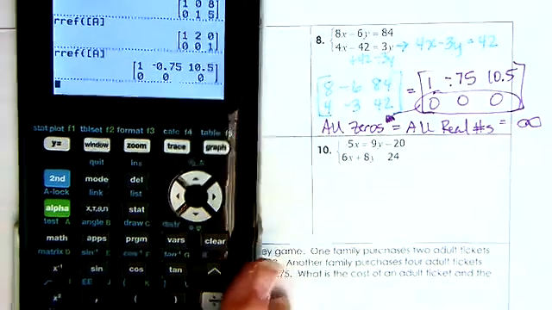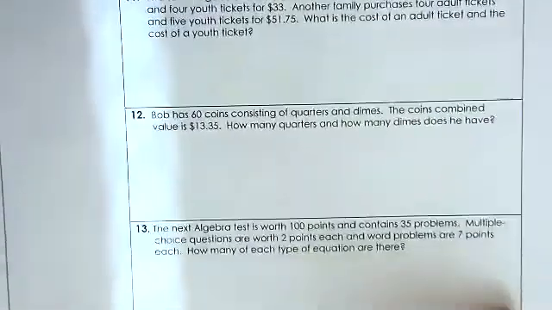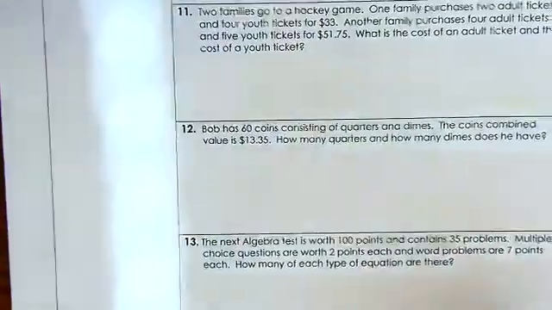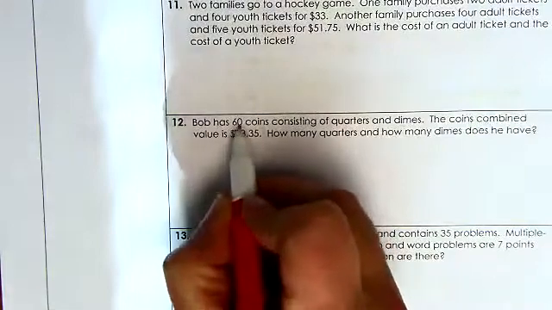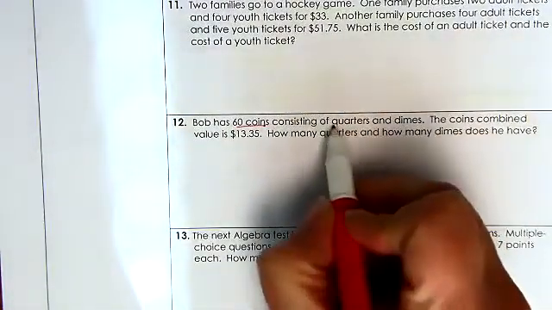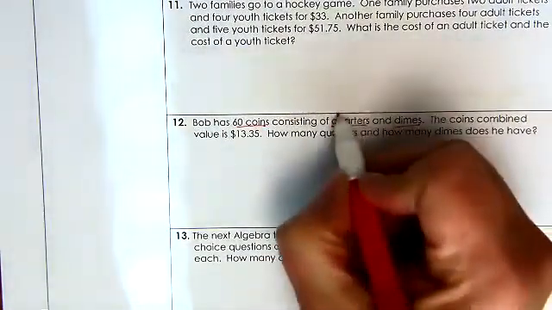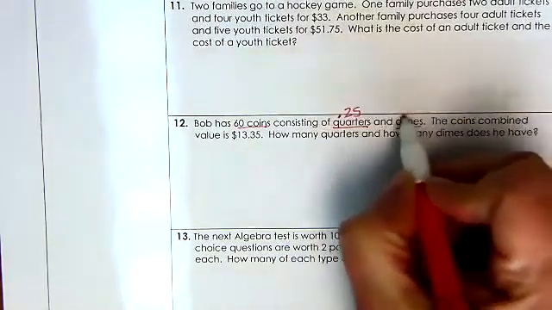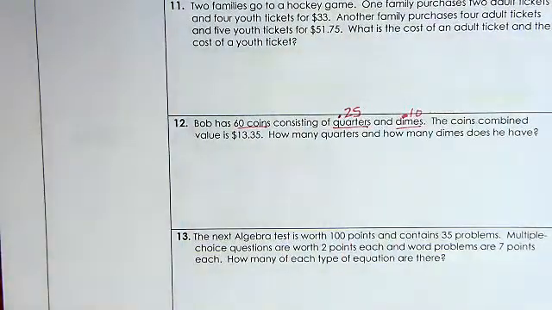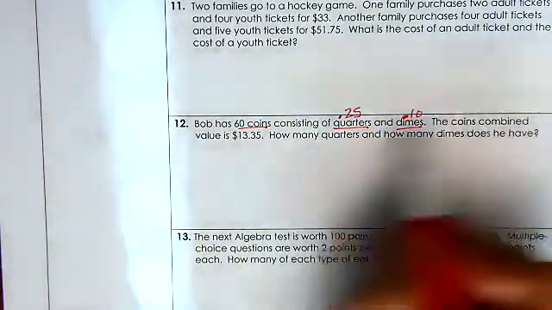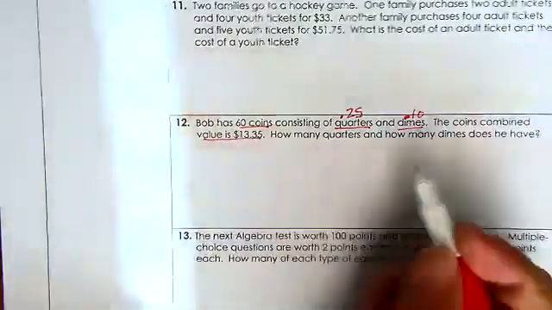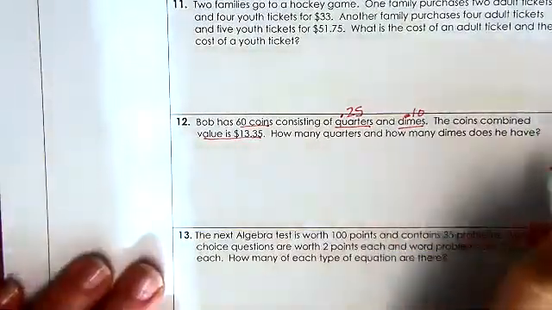Here we go. Looking at number 12. All right, well, this is a word problem. Yes, 60 coins. There's quarters and dimes. I got to remember a quarter is worth 0.25, a dime is worth 0.10. The coins combined have a value of 1335. So we want to know how many quarters and how many dimes.